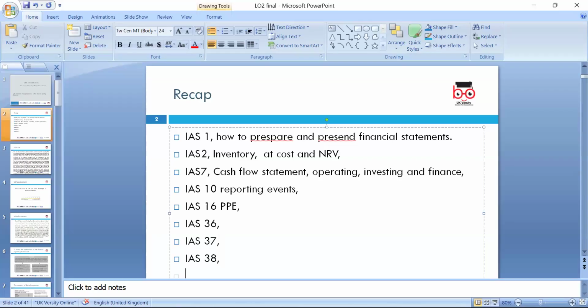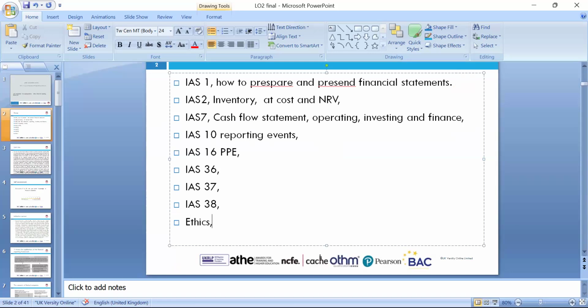So all these international accounting standards we discussed, and we discussed ethics. Ethics are the moral principles, and we discussed PPCIO, which is easy to remember: popular people chat in office. We had a discussion about professional behavior, professional competency, confidentiality, integrity, and objectivity. That all was in our last lesson.